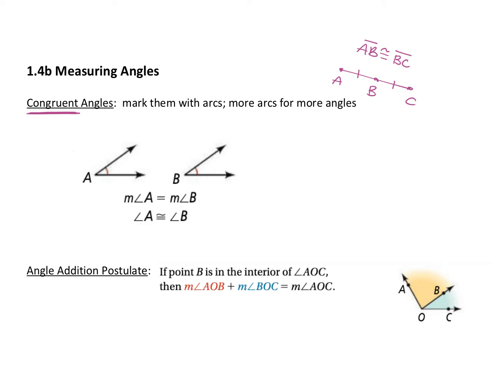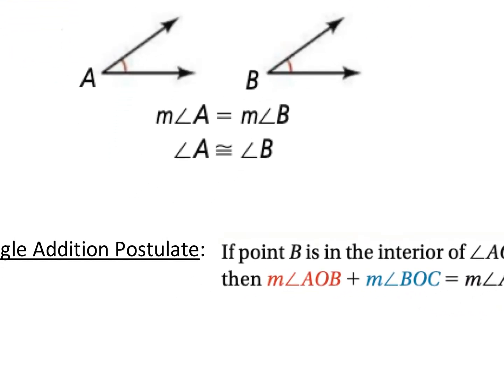With angles, it's different, okay? So hash marks with segments, okay? But with angles, look at what they do differently here. There's a little arc right here and a little arc right here. We say angle A is congruent to angle B. That means they are the same measure. So if this one was going to be 30 degrees, then what's angle B? 30 degrees, okay? They are congruent, 30 and 30, okay?